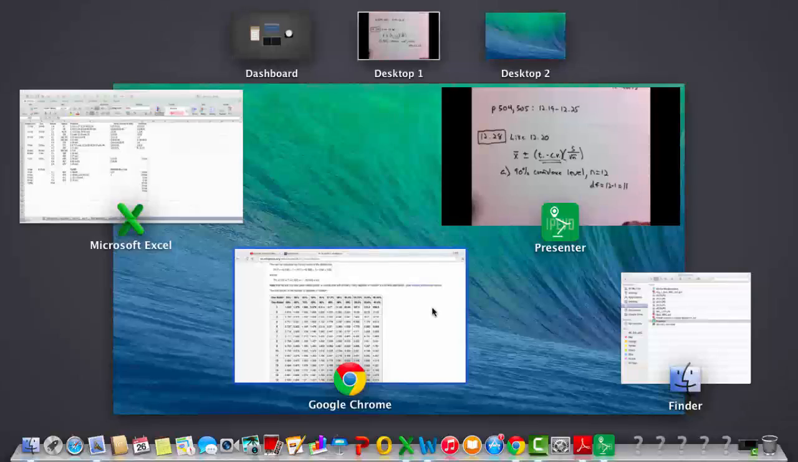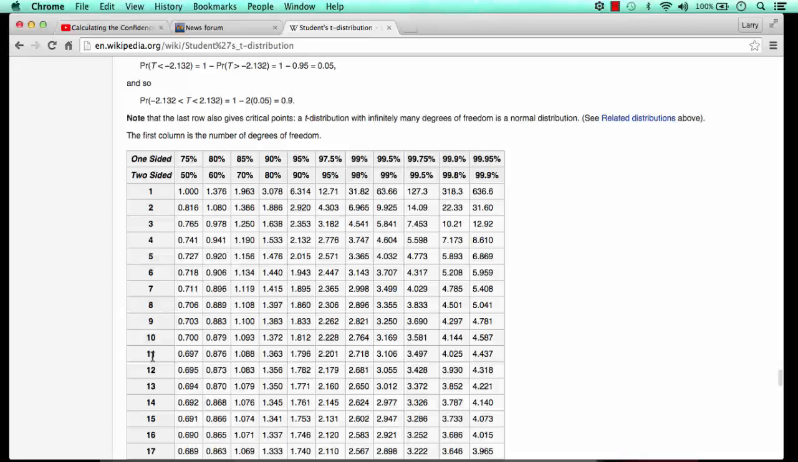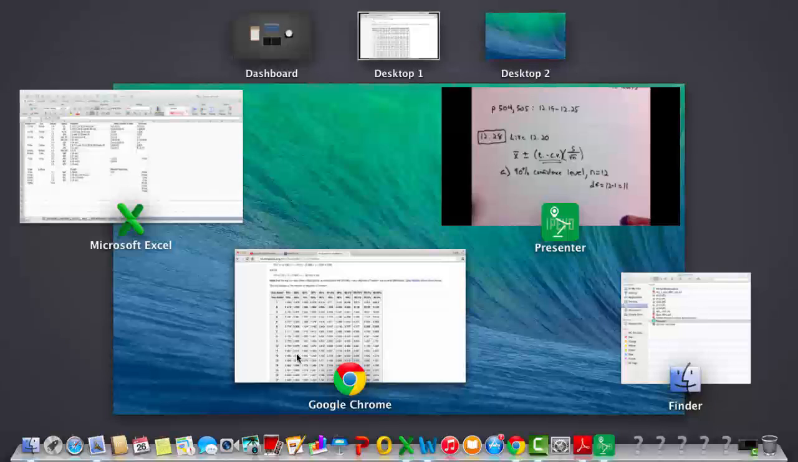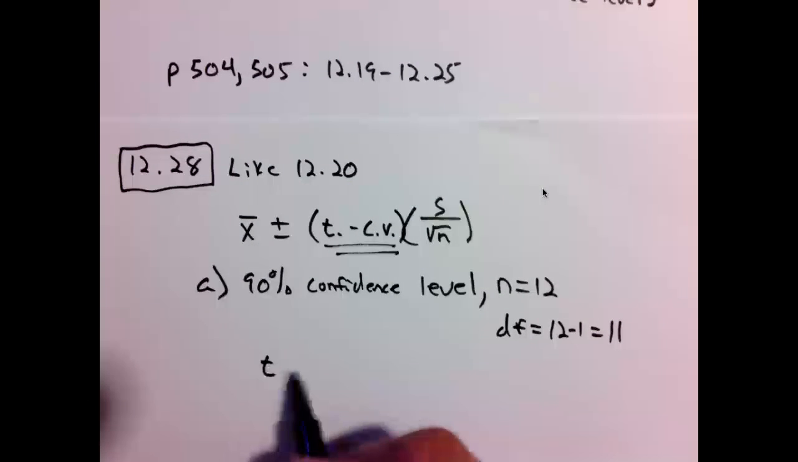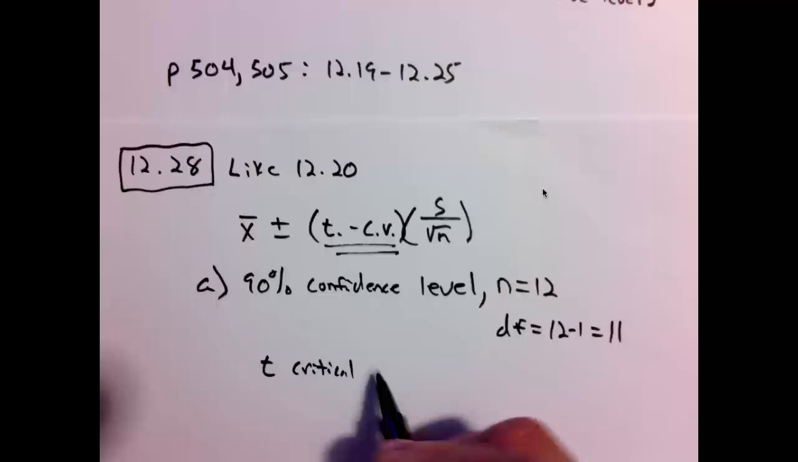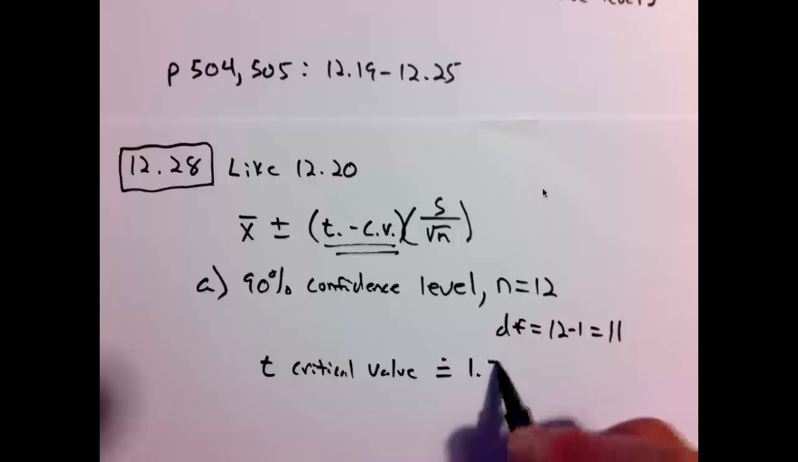Going back to this Wikipedia table. Nothing special about it; you can find this table in many locations. So I'm going to 11 degrees of freedom, and then scrolling over until I get to the 90%. Again, we're talking about two-sided. It's a confidence interval with 90%. So 11 and 90% intersect at 1.796. Thus, our t critical value is approximately 1.796.